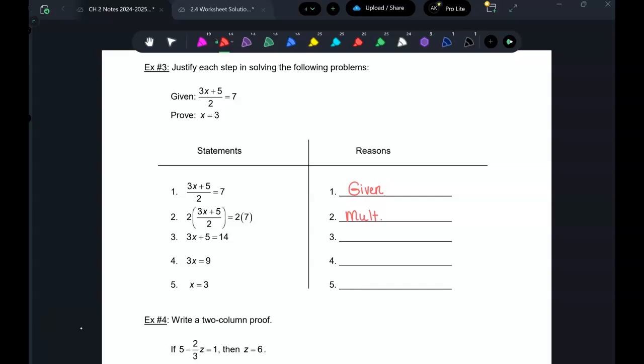Here, I'll even abbreviate multiplication with M-U-L-T. Okay, the next one is substitution. Wait, why is it substitution? Because 2 times 7, did I change the value of anything or did I just replace it with something equivalent? You're replacing it with something. Okay, now how do I get from step 3 to step 4? What do I have to do? Subtraction. And then division.